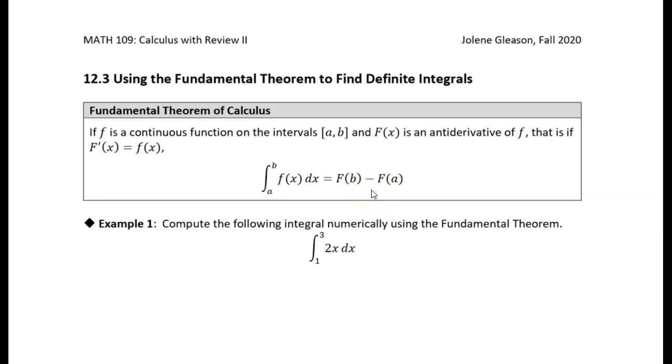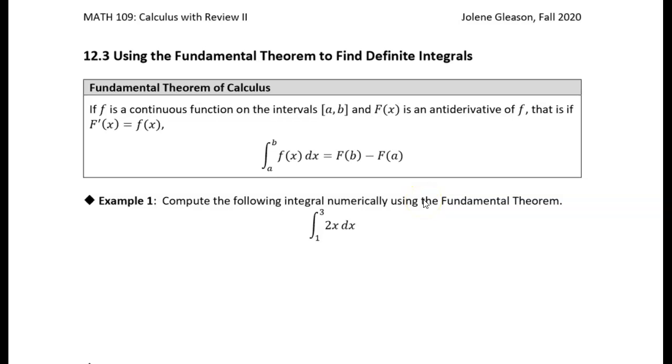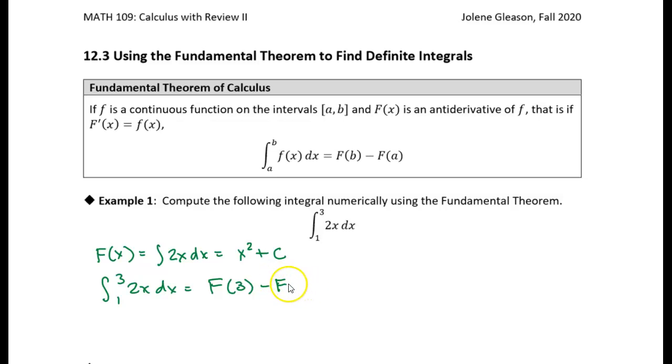Let's take a look at the integral from 1 to 3 of 2x dx. Okay, this ought to be pretty easy, right? So the antiderivative of 2x dx, we said before, is x squared plus c. Okay, so the integral from 1 to 3 of 2x dx is equal to capital F of 3 minus capital F of 1, the antiderivative at 3 minus the antiderivative at 1.